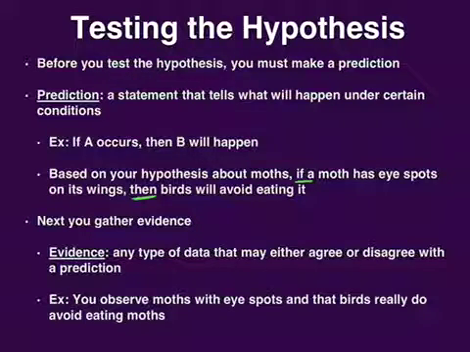Next, we have to gather evidence. Evidence is any type of data that may either agree or disagree with your prediction. This could be based on more observations, such as observing moths with eye spots, and that birds really do avoid eating those moths. And you could maybe have a sample of moths without eye spots and count how many moths without eye spots get eaten compared to moths with eye spots.